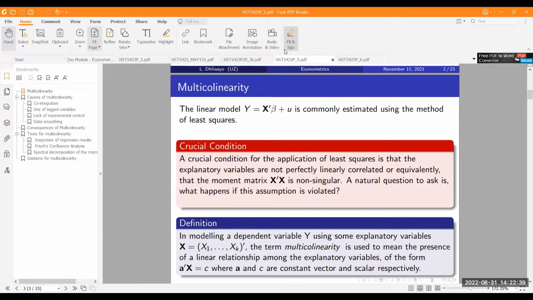Definition. In modeling a dependent variable y using some explanatory variables x, the term multicollinearity is used to mean the presence of a linear relationship among the explanatory variables of the form A transpose X is equal to C, where A and C are a constant vector and a scalar respectively.